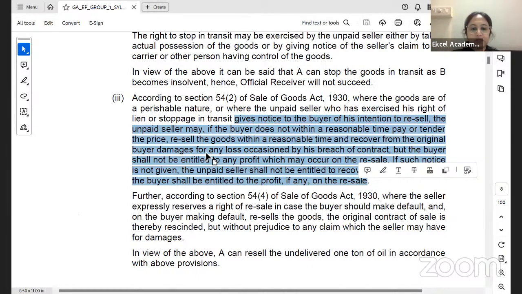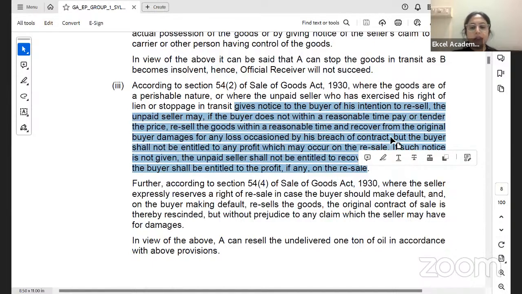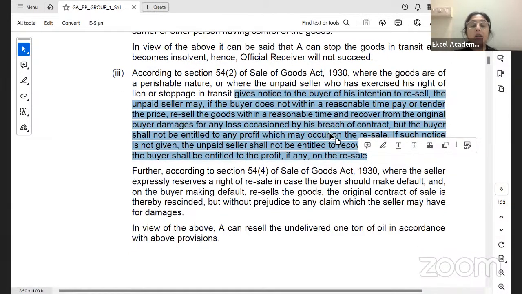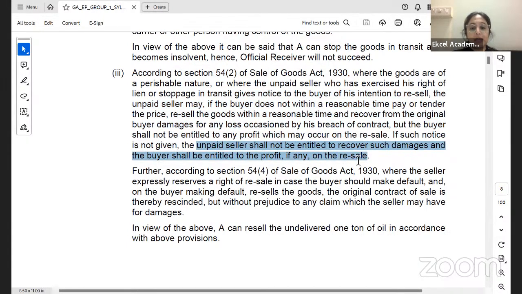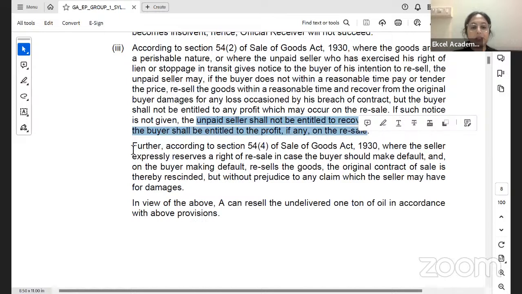then I can resell it. Then he can resell the goods within a reasonable time and recover from the original buyer damages for any loss occasioned because of the breach of contract, but the buyer shall not be entitled to any profit which may occur on the resale.